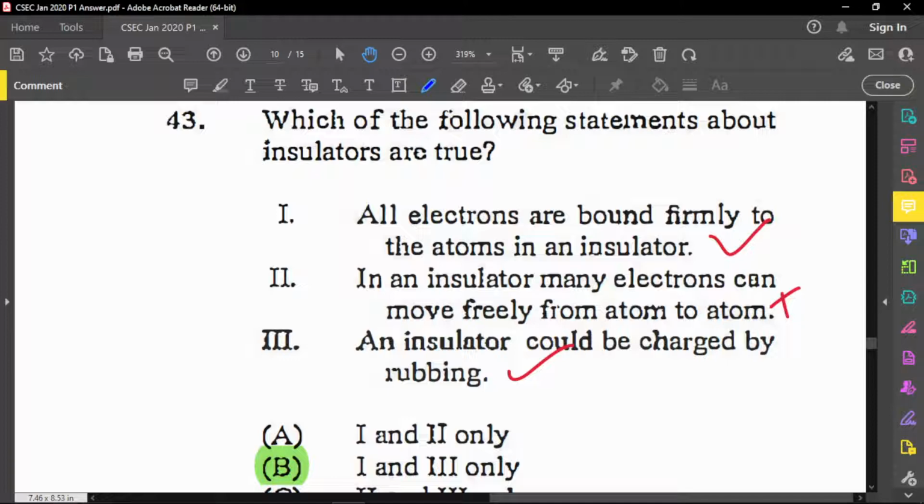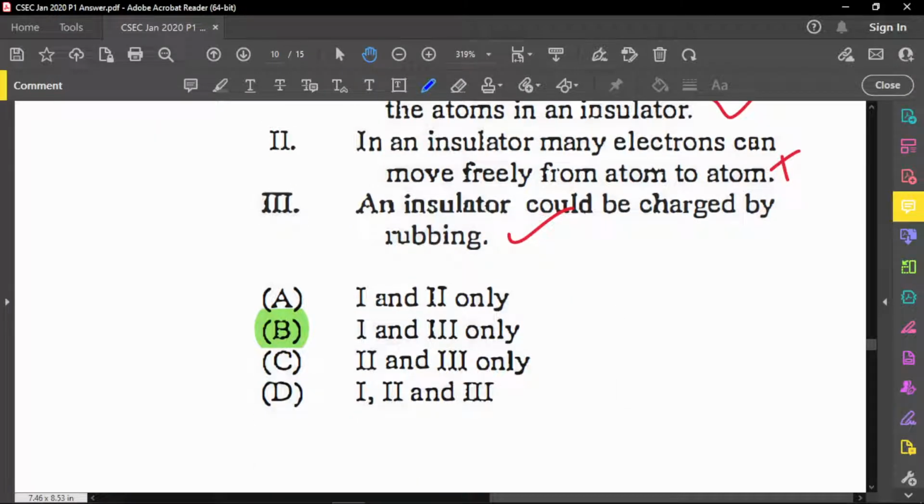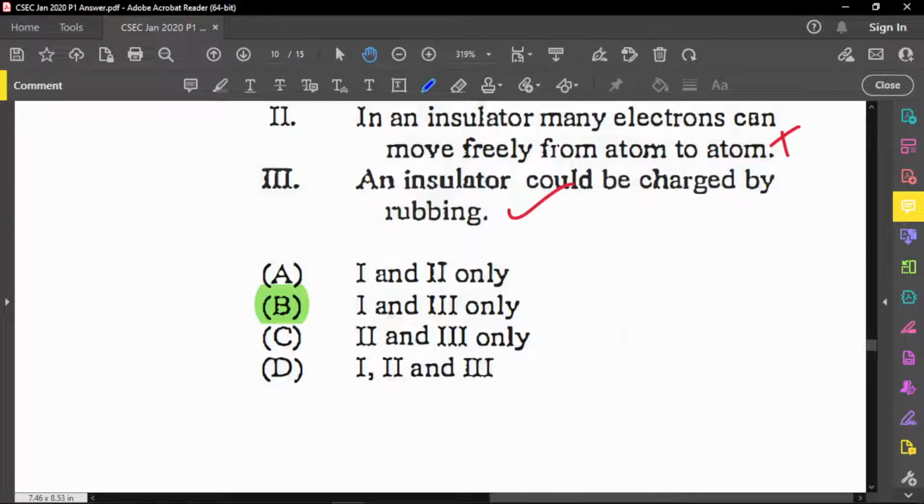The third option is that an insulator could be charged by rubbing. Absolutely. Like a pencil, you could rub a pencil on a shirt, or a pen, and you pick up a piece of paper. If you know about that experiment, yeah. So definitely, option B is the correct version for this question here.